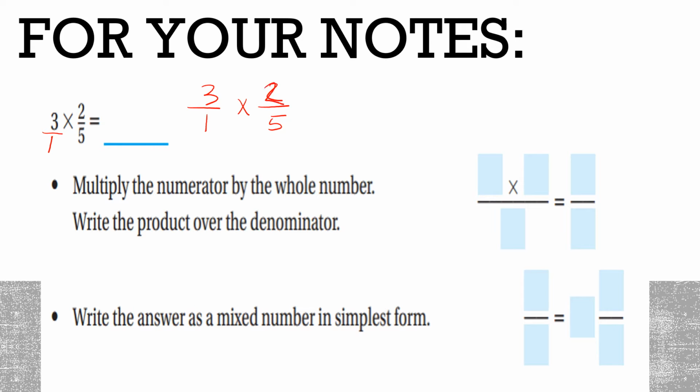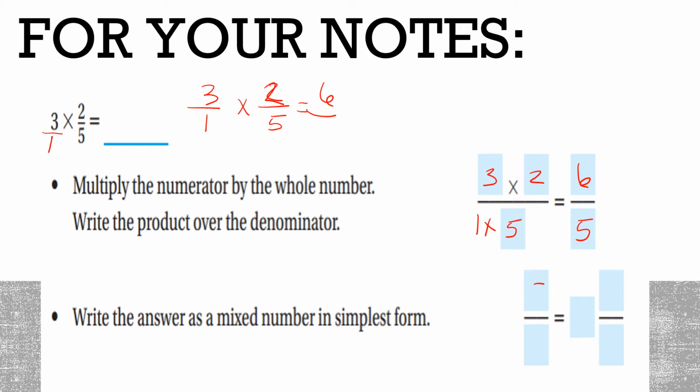Now they kind of match. So then what's left to do is multiply the numerators, then multiply the denominators. For the first time, we're actually going to be doing something with that denominator. So we start with 3 times 2, and then we have 1 times 5. Well, 3 times 2 equals 6, and 1 times 5 equals 5. And then the only thing left to do is change it to a mixed number in its simplest form.